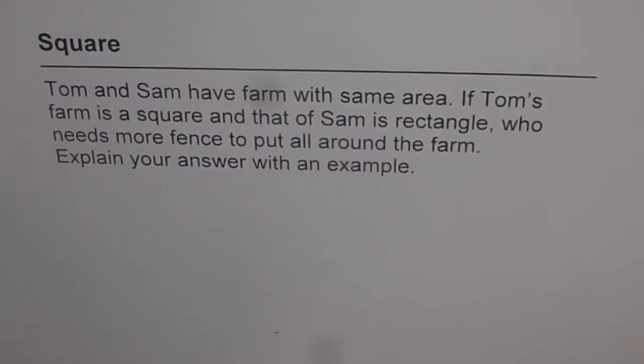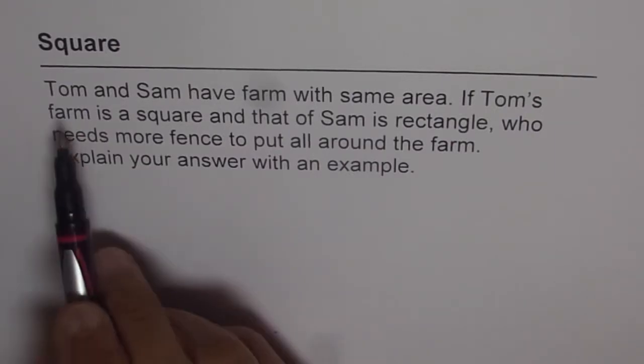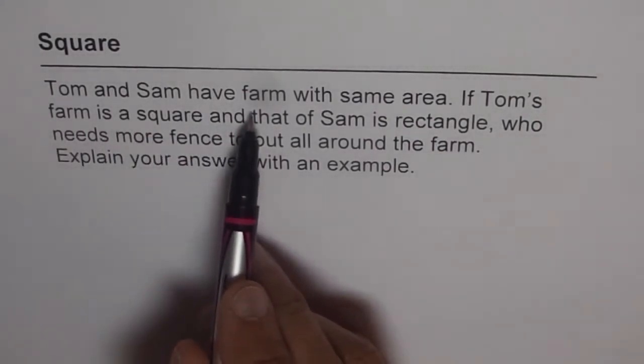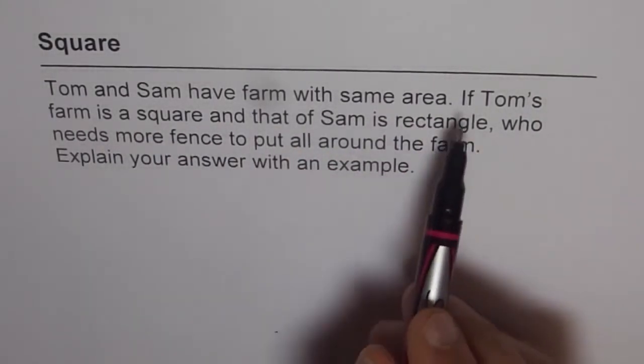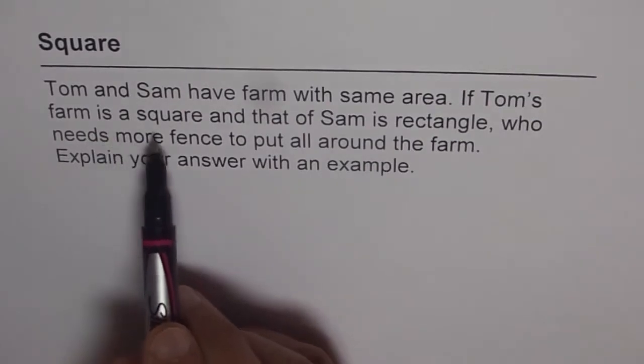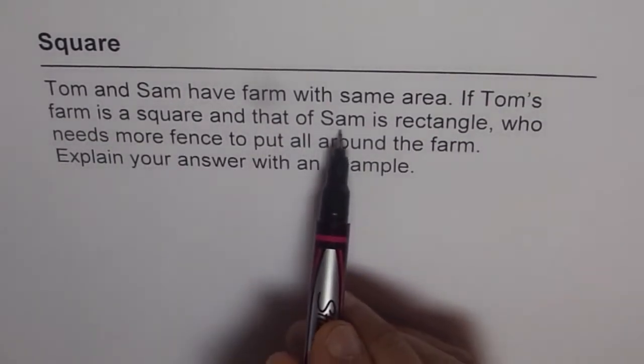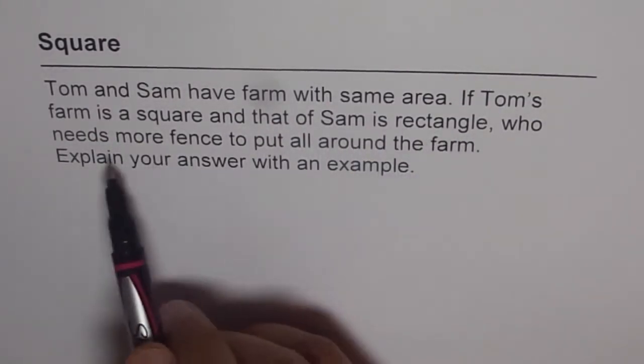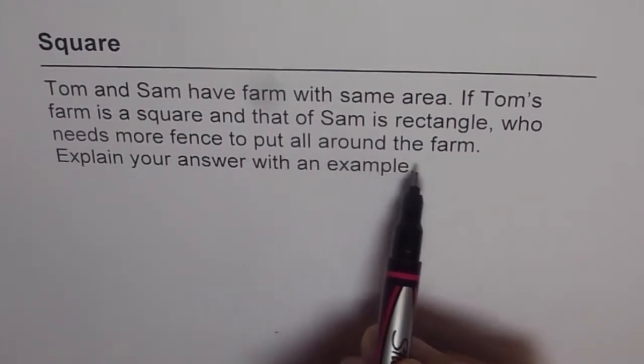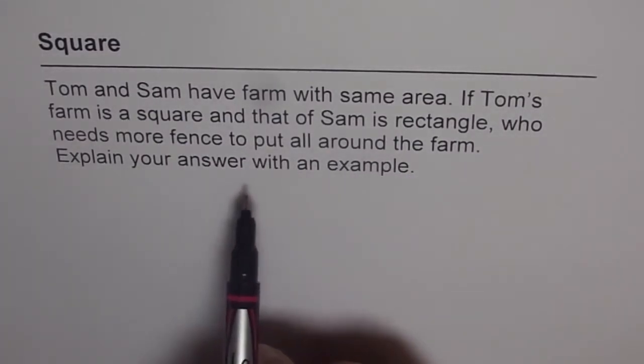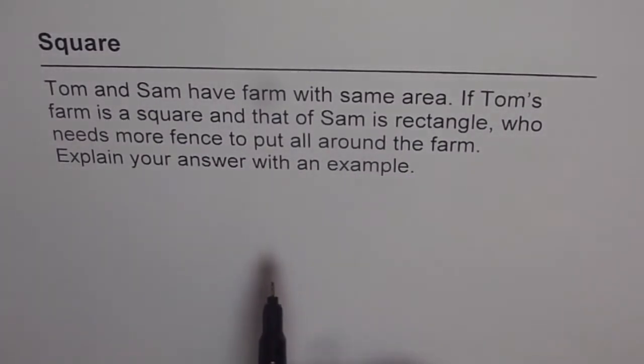Here is a very interesting question, an application problem on squares. I should say squares and rectangles. The question is, Tom and Sam have farms with the same area. If Tom's farm is a square and that of Sam is a rectangle, who needs more fence to put all around the farm? Explain your answer with an example.